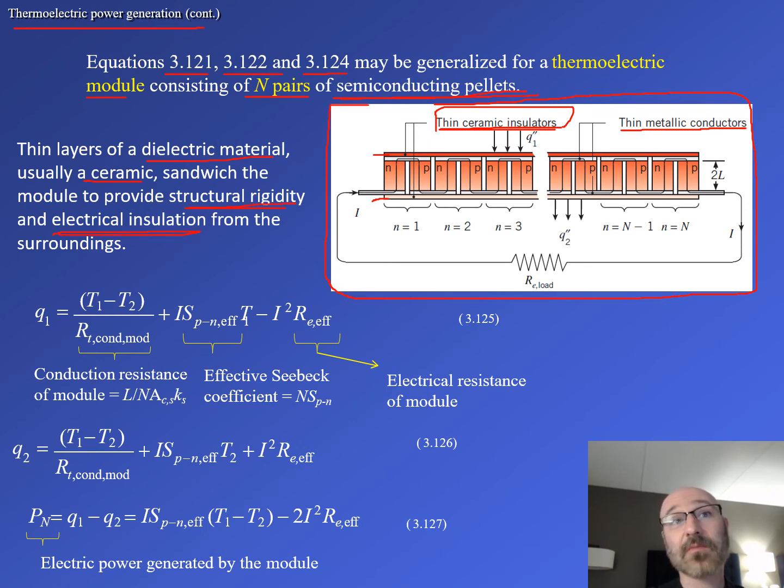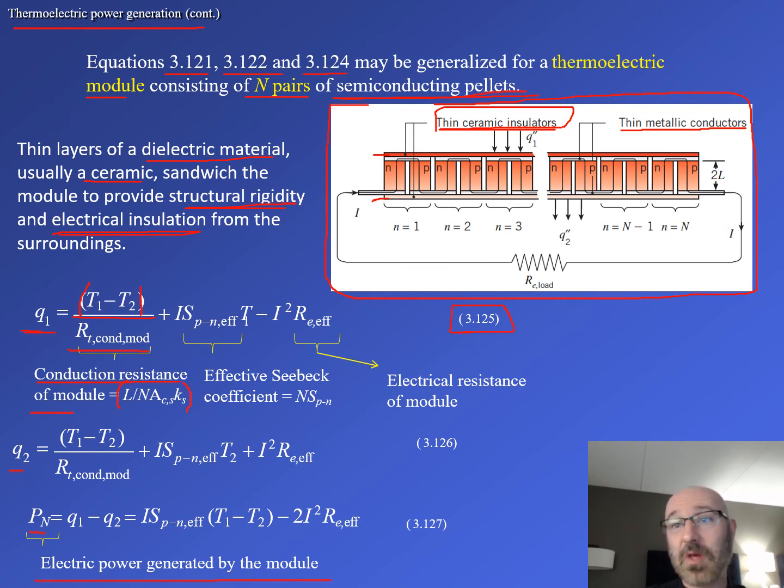Now we're going to take a look at a couple of specialized equations for our Q1, Q2, and P sub n, where P sub n is the electric power generated by the module. Let's go first to our equation for Q1, which relates to equation 3.125 in our textbook. We can say that Q1 is equal to our temperature difference, T1 minus T2, all divided by the conduction resistance of the module. We have our general equation here for R sub T.